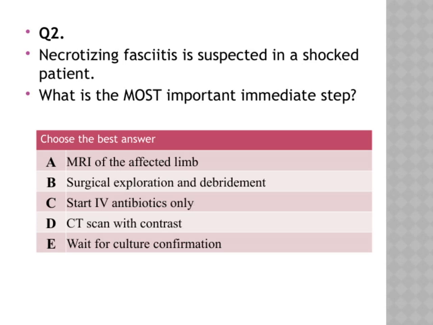All right, let's look at this slide. We have a question about a patient suspected of having necrotizing fasciitis who is also in shock. The question asks, what is the most important immediate step to take? Now, the options include MRI, surgical exploration, starting IV antibiotics only, a CT scan with contrast, or waiting for culture confirmation. The key here is understanding that necrotizing fasciitis is a rapidly progressing, life-threatening infection. In such cases, time is critical.